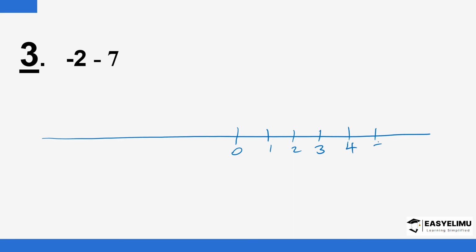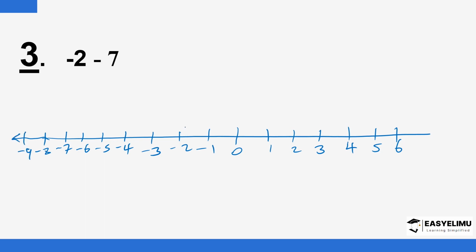Again here, what you do is that you draw the number line first. So let's draw the number line. So we have 0. Make sure both numbers are captured. We have -2 and -7. So we have 1, 2, 3, 4, 5, 6. So we have -1, -2, -3, -4, -5, -6, -7. Then we have -8, -9.